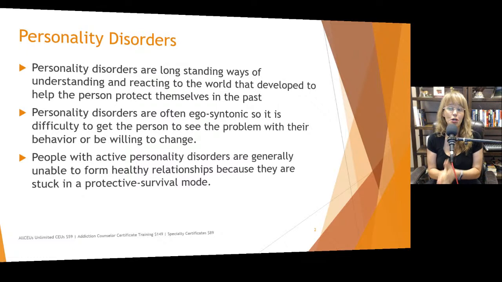Further, people with active personality disorders, most any of them, not just antisocial or narcissistic or borderline, are generally unable to form healthy relationships because they're stuck in this protective survival mode. It is going to be up to you, and it's far beyond the scope of this short little presentation to talk about how to deal with it. But obviously, it's up to you to decide whether you can cope with these behaviors in your relationships, or if these are signs, red flags, that this is probably going to be an unhealthy situation for you.